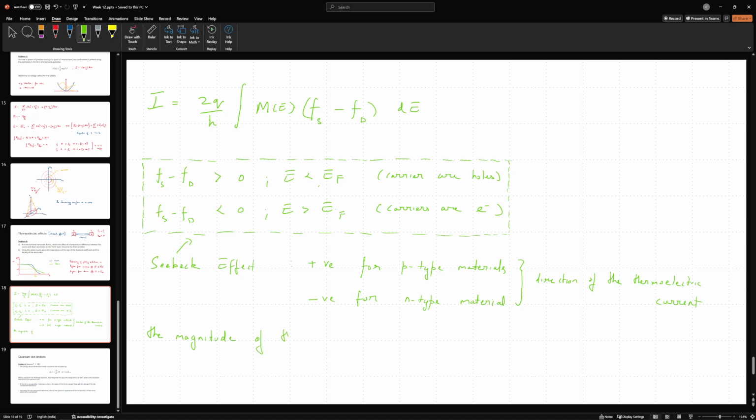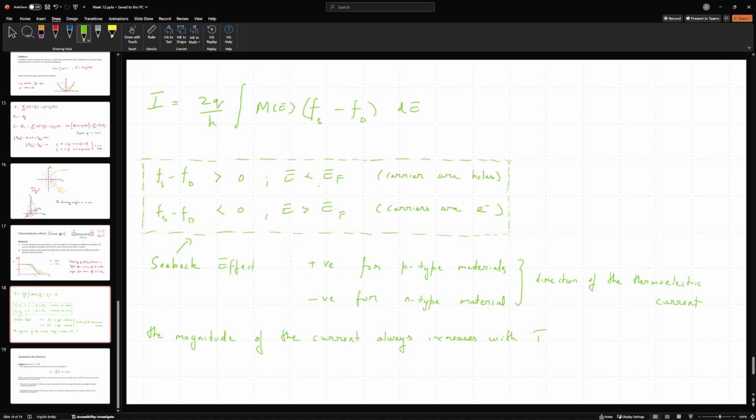Of the current always increases with the temperature. Okay. So this is the basic overview of the Seebeck effect.